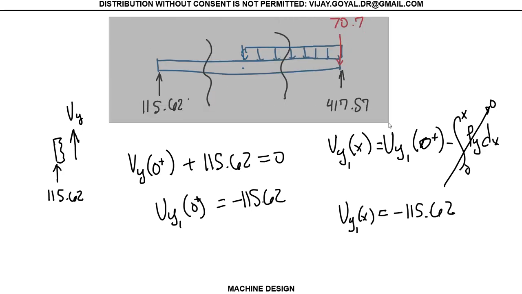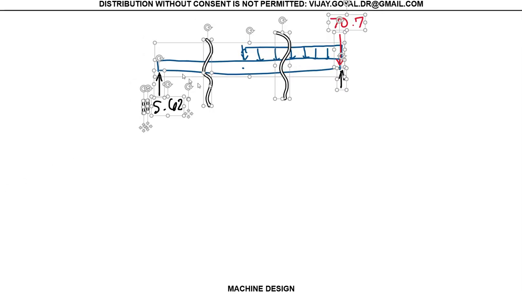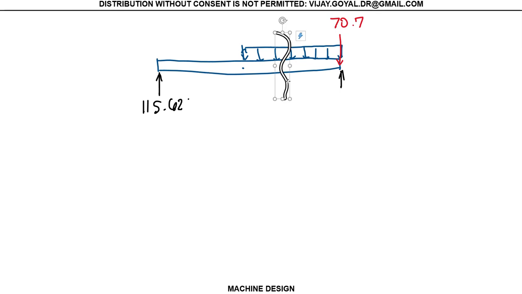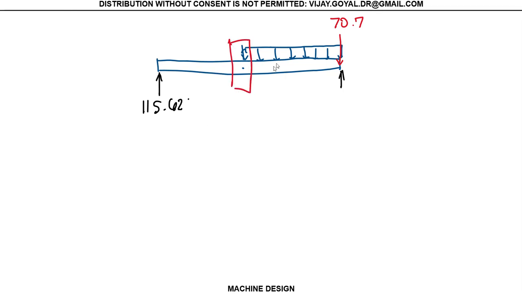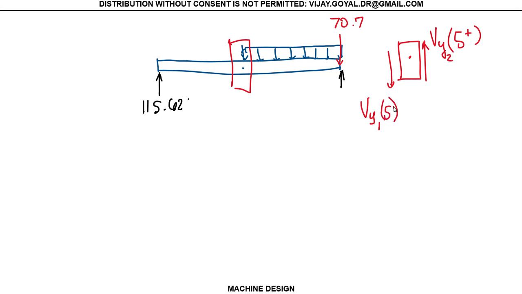And we're going to do another section cut. Your second section cut is going to be right here, just about this point. And the reason I want to do that section cut is because I'm interested in finding what my Vy is at 5 plus. I don't have any point moments applied there. This is Vy2. I want to evaluate my Vy1 at 5, or 5 minus, it's all the same. So then Vy2 of 5 plus has to equal Vy1 of 5 minus.